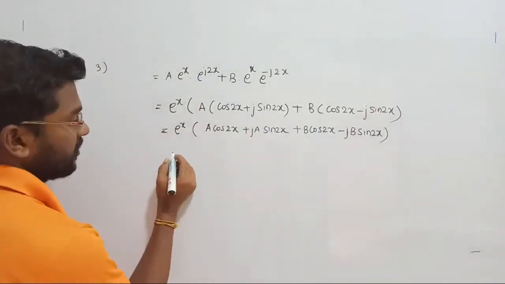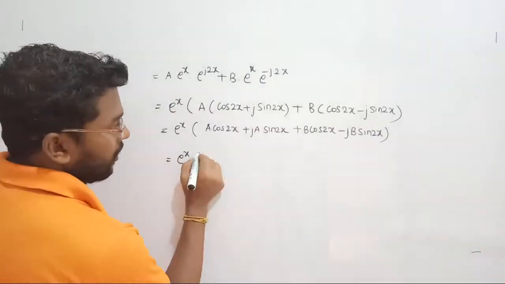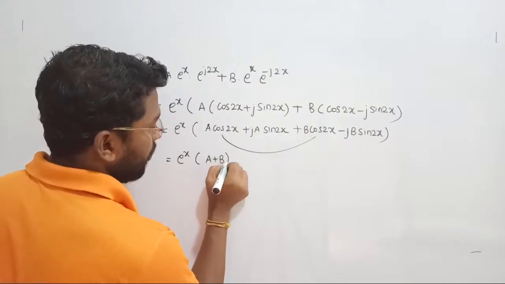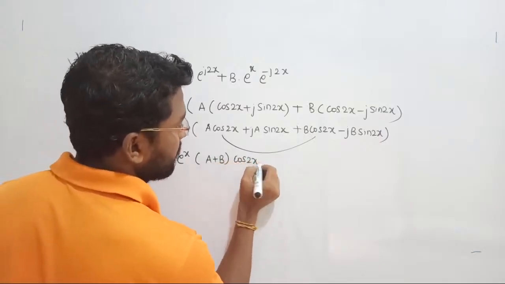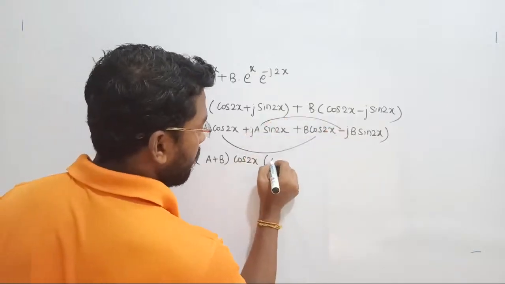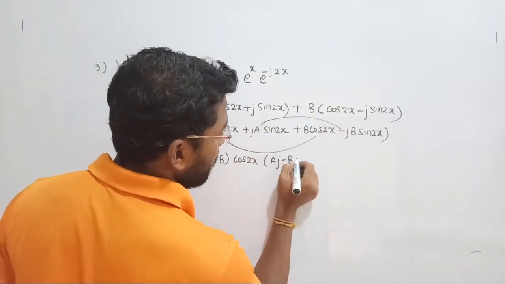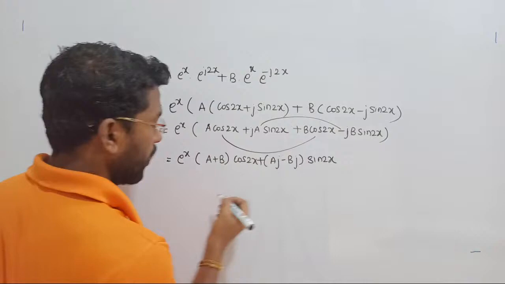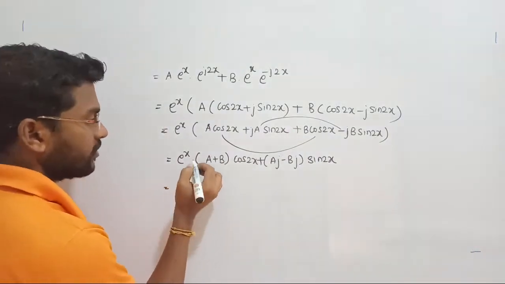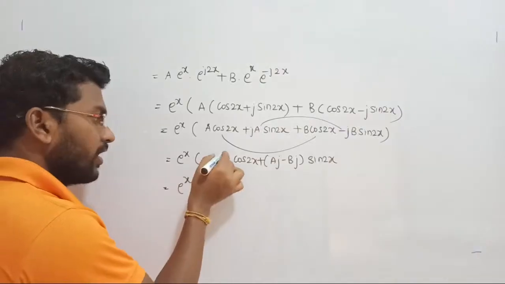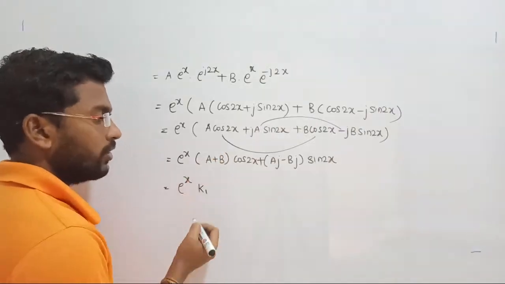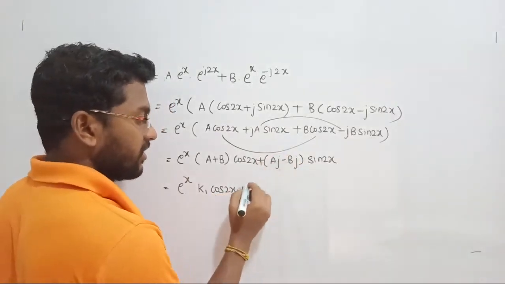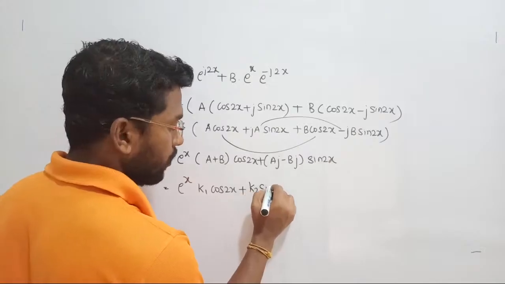So it can be further written as e power x dot, we can club them together. It can be written as a plus b into cos 2x, and we can club them such that it becomes aj minus bj, into sin 2x. Now I am just introducing e power x, that is correct. And here a plus b, I am considering as a constant k1 into cos 2x, plus aj minus bj can be replaced by k2 into sin 2x.